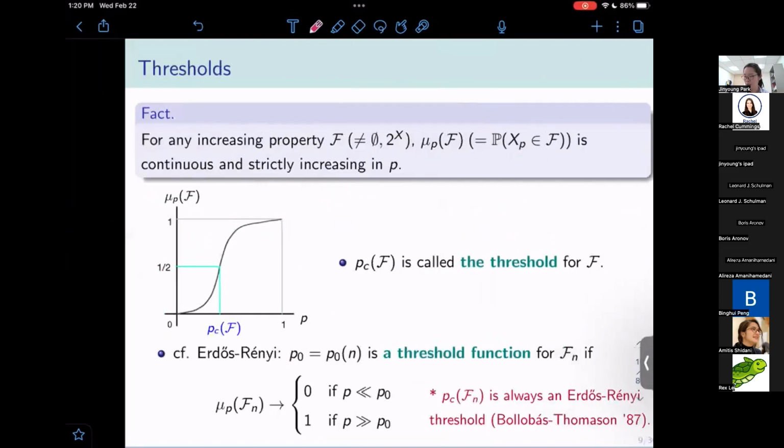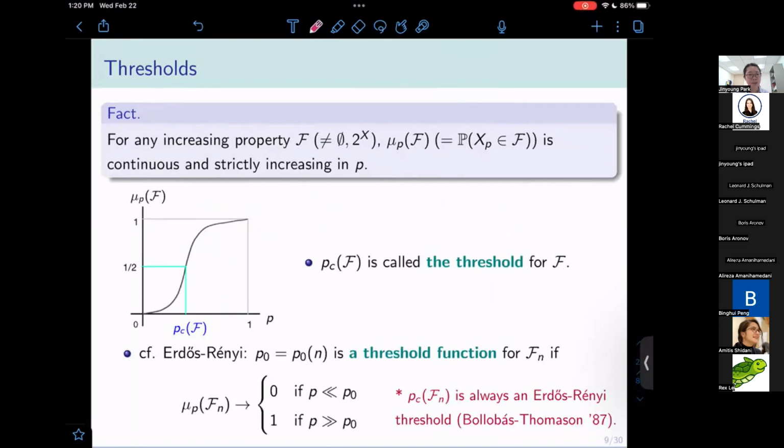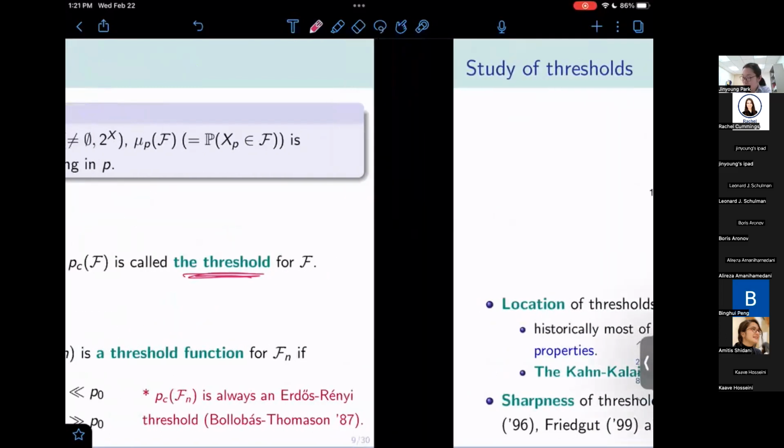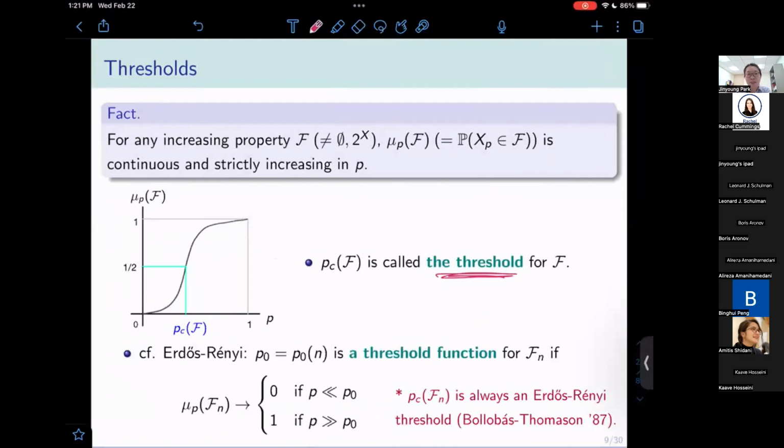And if you're familiar with random graph theory, then probably you have seen the Erdős-Rényi threshold function, which is defined as below. If you're more familiar with this threshold function, then let me note that if we define p_c(F) in the way here, then this p_c(F) is always an Erdős-Rényi threshold. This is given by a theorem of Bollobás and Thomason. So from now on, we're going to treat p_c(F) as just the usual Erdős-Rényi threshold function. So this was the definition for thresholds. Do we have any questions about this notion?